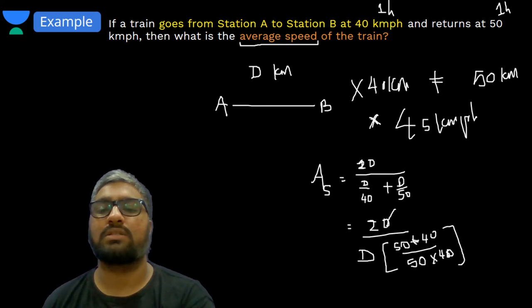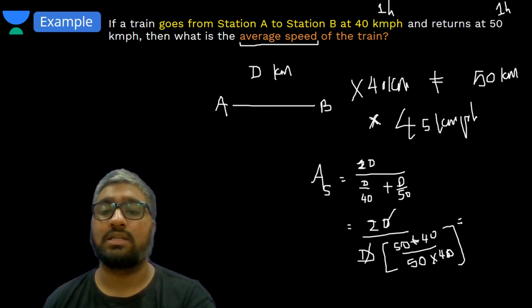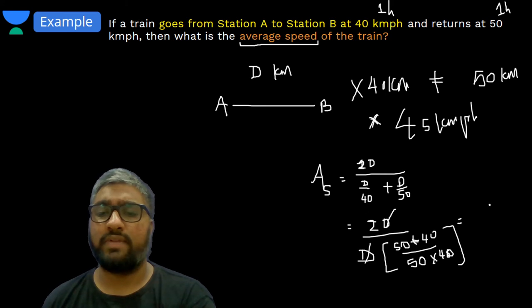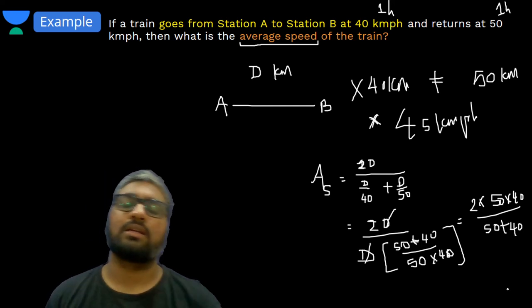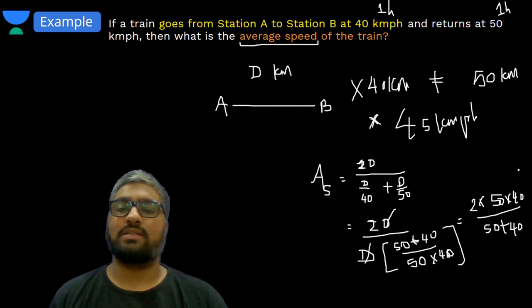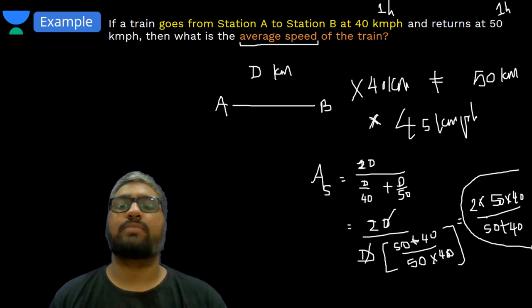If I cancel out distance, what do I get? 2 by 50 plus 40 by 50 into 40, which is nothing but 2 into 50 into 40 over 50 plus 40. The reason why I went this long is to bring out the shortcut, right? The shortcut here is what?